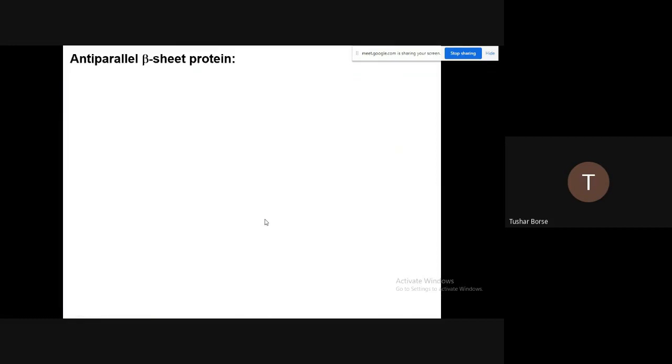Now the third category which you may come across is specifically made up of the anti-parallel beta sheet proteins.